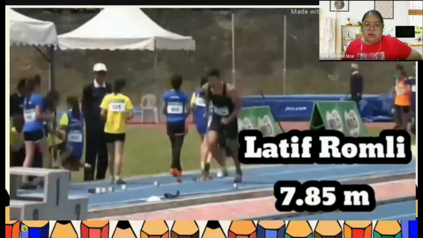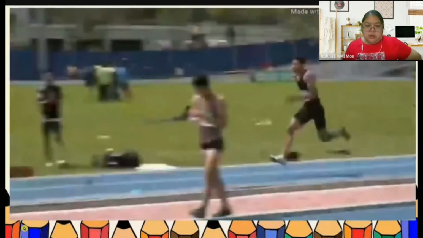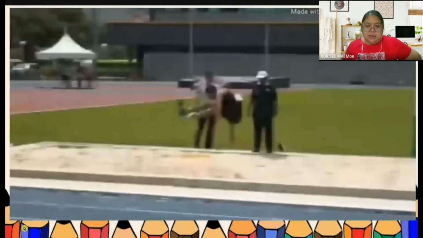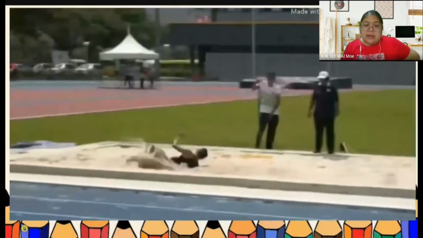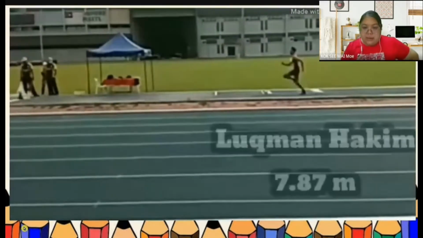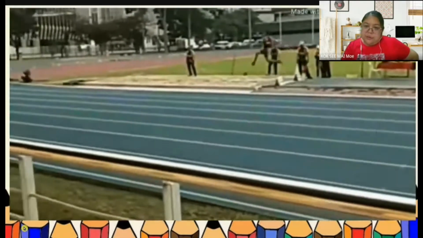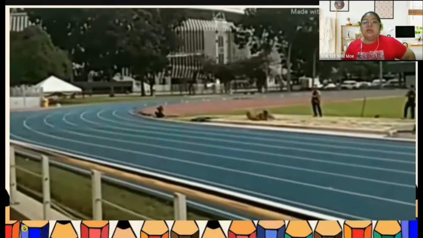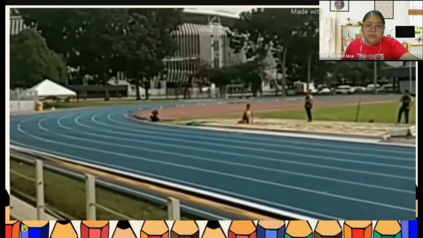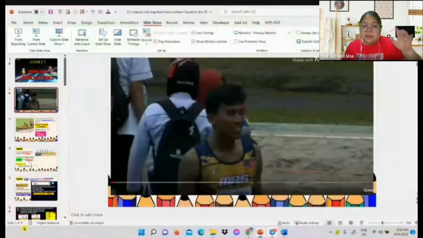When they do the long jump, now you're going to see the landing. When they land, you see the leg. They are bending the leg before they go down. So one of the questions you can ask is, why do they automatically bend the leg?